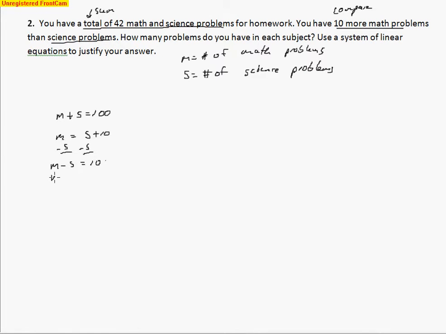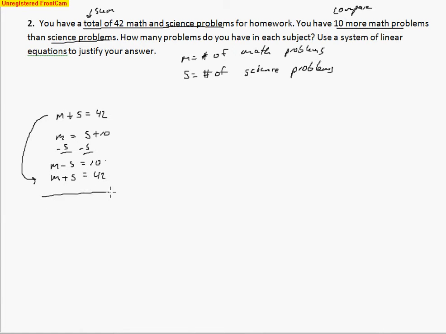Well, I have the original equation of the sum. M plus s is 100. So the number of math and science problems add to make 100, but actually not add to make 100. Let's fix that right now. They add to make 42, it says. I was thinking of the last problem there. So the number of math and science problems subtract to make 10, but add to make 42.